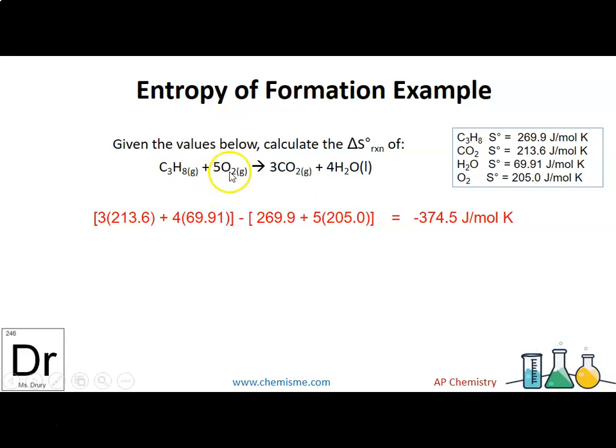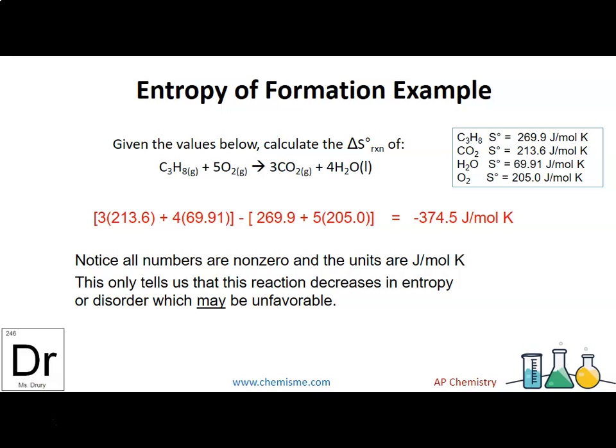Why? Well, before you had 6 particles of gas, and now you only have 3 particles of gas, 4 of them turned to liquids. And in that case, you've made it more ordered, so your entropy has decreased. So notice all the numbers are non-zero, the units are different, joules per mole Kelvin, so copy from the table. And this only tells us a decrease in entropy or disorder may be unfavorable, because this also depends on heat.